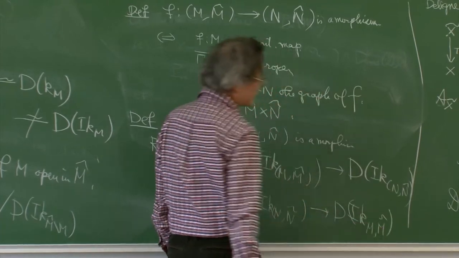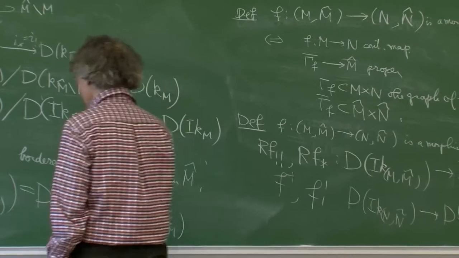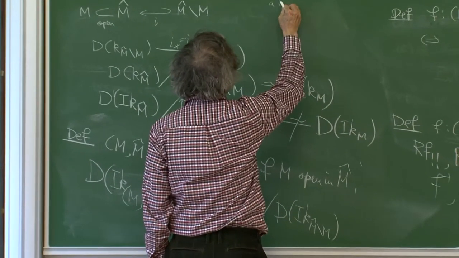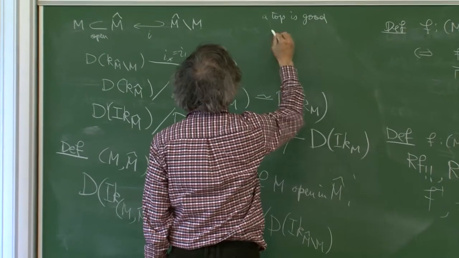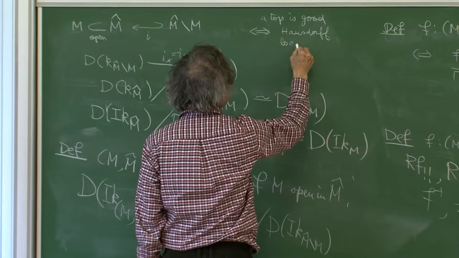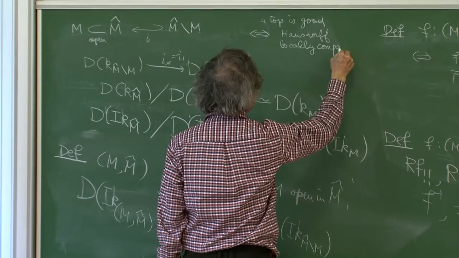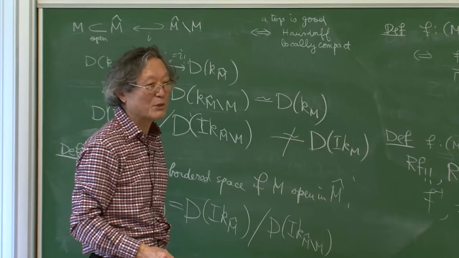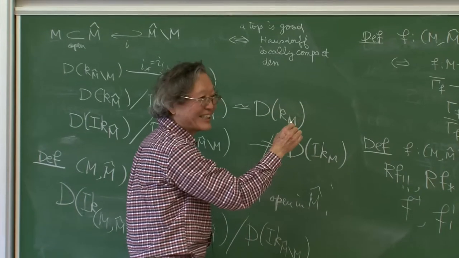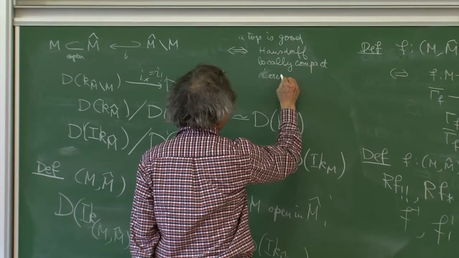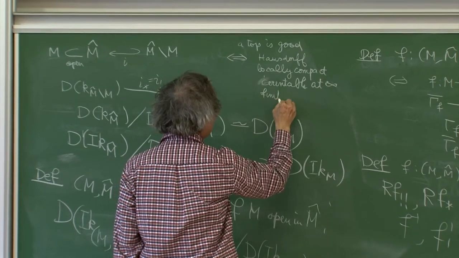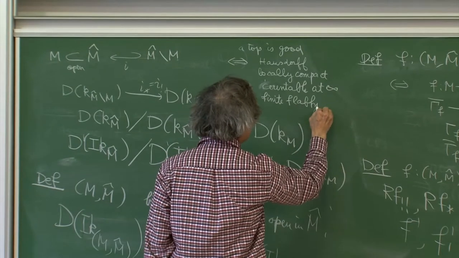So here there are no regularity assumptions on the spaces, it's just an arbitrary topological space. I think it is better to assume that the topological space is good. It means it's Hausdorff, locally compact, countable at infinity, and perhaps finite flabby dimension. I think that is enough.